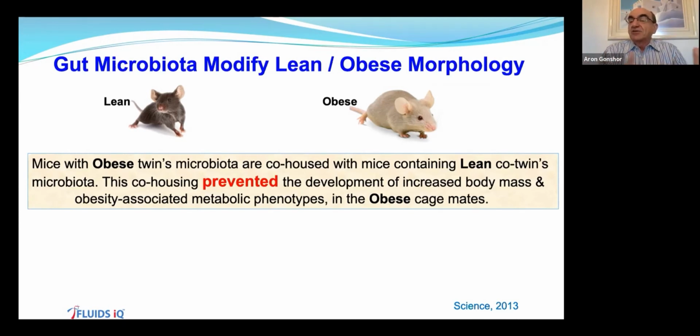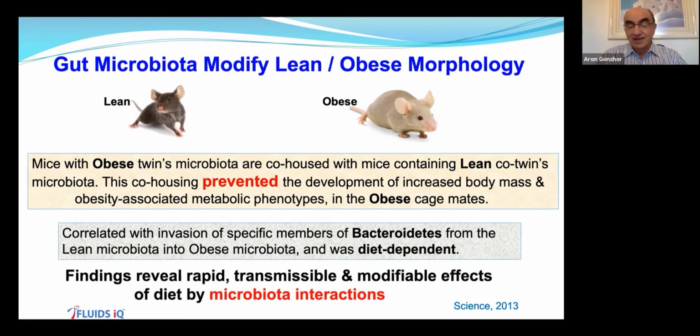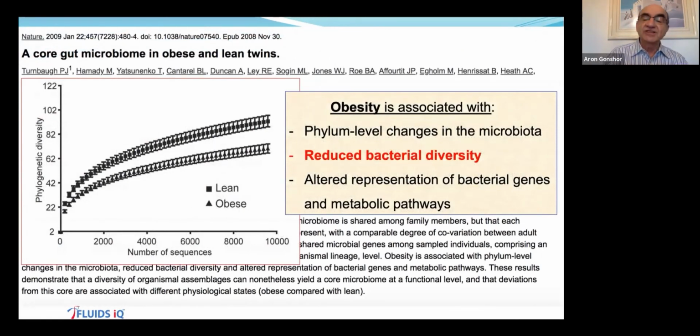So what does it do? Because they're living with the lean ones, they started to develop the microbiota of the lean rats. So correlated with the invasion of specific members of Bacteroidetes from the lean microbiota, and that was diet dependent. So these findings are revealing that there is a rapid and transmissible and modifiable effect of diet by microbiota interactions. And by the way, if you have decreased diversity, that can lead to bigger problems of obesity. So if you take a look at lean individuals, they have more diversity than the obese individuals.